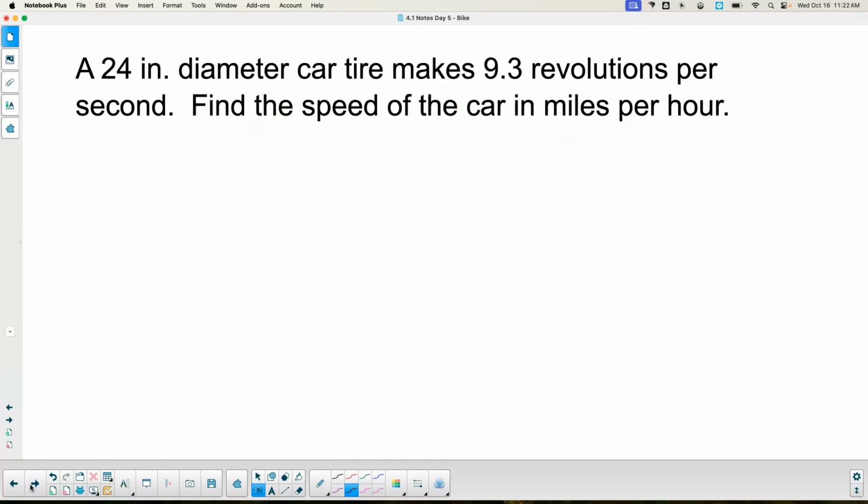A 24-inch diameter tire is making 9.3 revolutions per second. Find the speed of the car in miles per hour. Pre-questions. Before you get started, questions. None? Find me miles per hour.